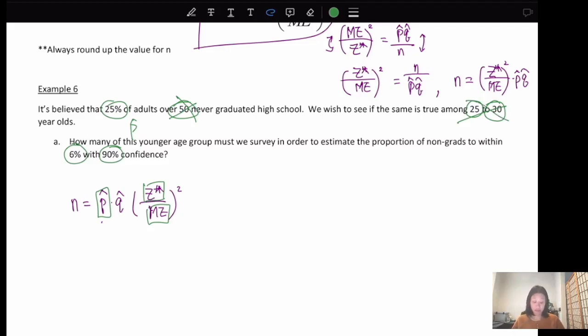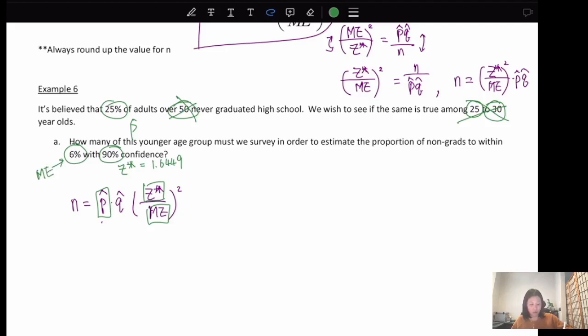25 and 30 are also ages; they have nothing to do with the proportion. Now 90%, that is for the z-score. The z-score is going to equal 1.6449. We calculated that in the previous lecture videos. 6%, so they say we want the proportion to within 6%. So that tells us this is going to be the margin of error.